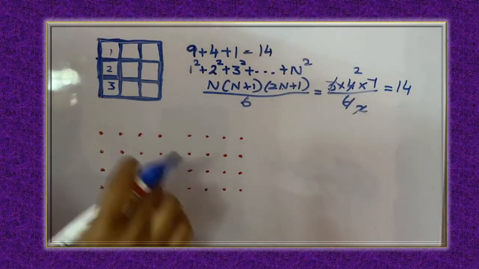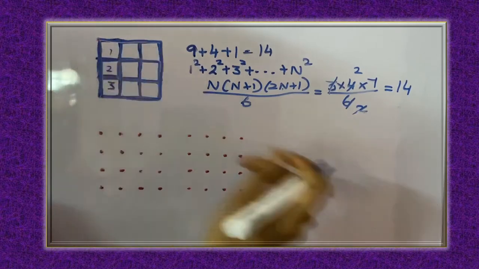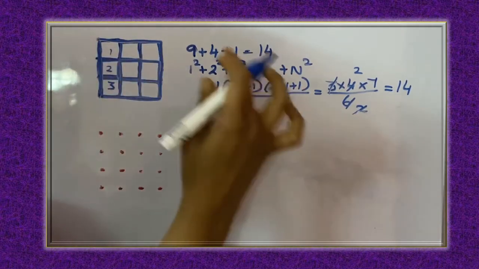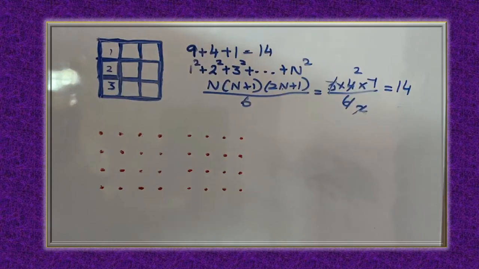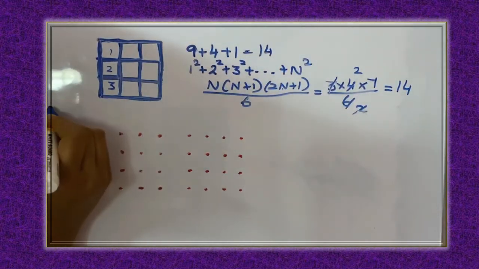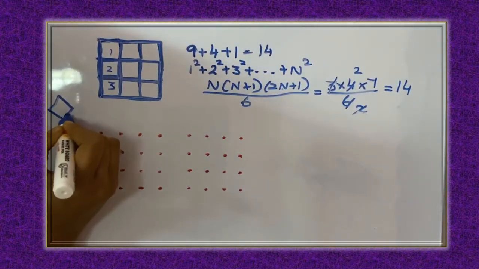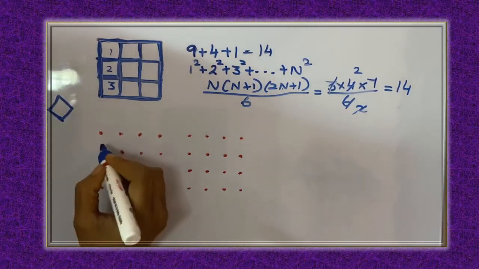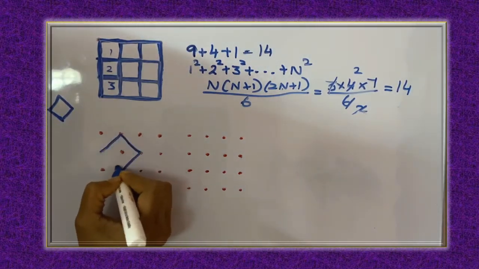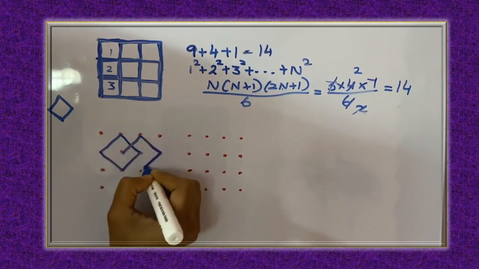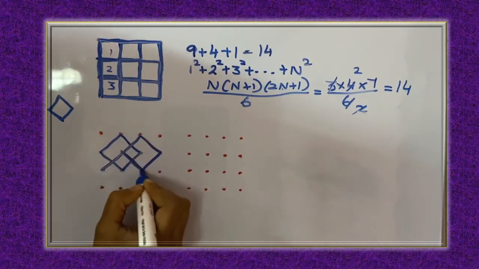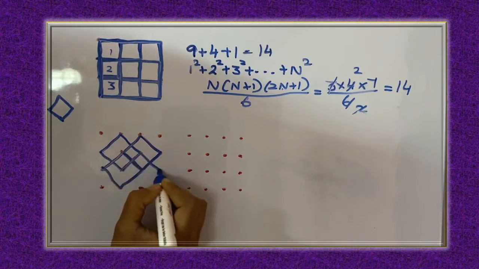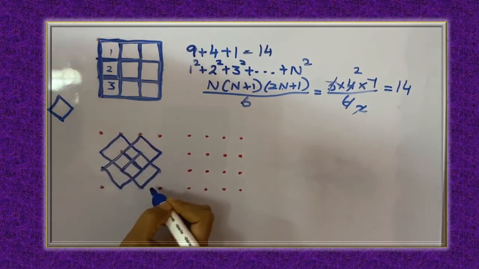So to count the squares like this, you can try by the formula or you can try like this. Next, you can even draw the tilted square like this using these dots. So let's draw the tilted squares. It's 1, 2, 3 and 4. 4 squares like this.